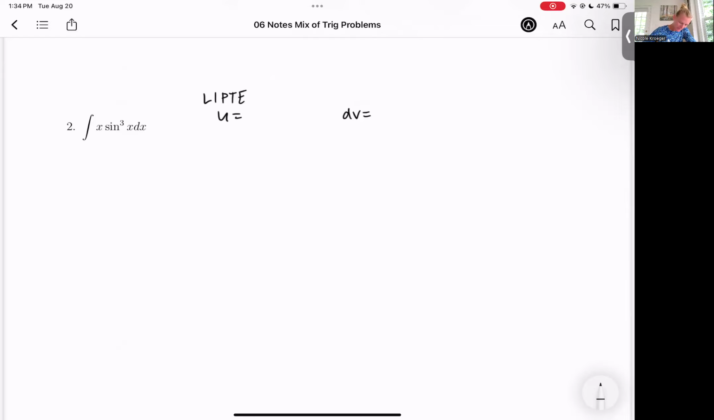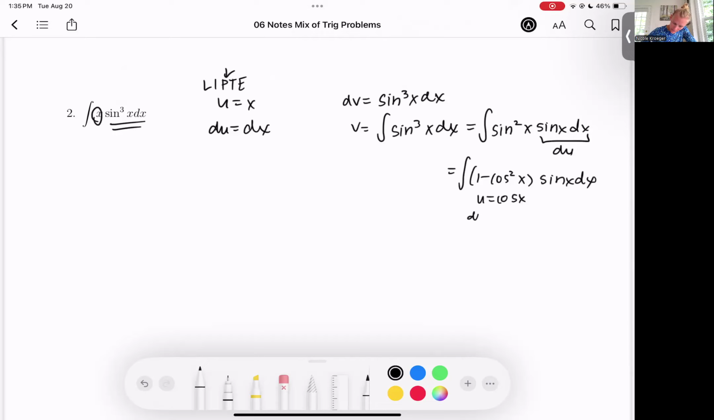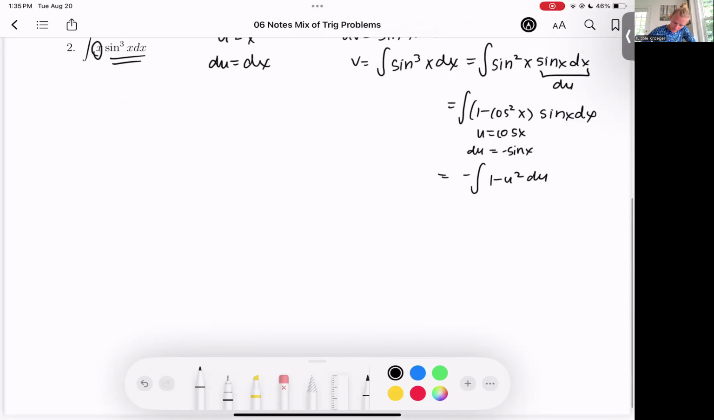That's sine to an odd power. So maybe I could break this up into sine squared times sine. This is going to be my du eventually. I can rewrite that sine squared as 1 minus cosine squared. And then I make my u cosine. My du is negative sine. So I'm going to get negative integral of 1 minus u squared du. So I'm going to have negative u plus, if I distribute that negative sign, 1/3 u cubed.